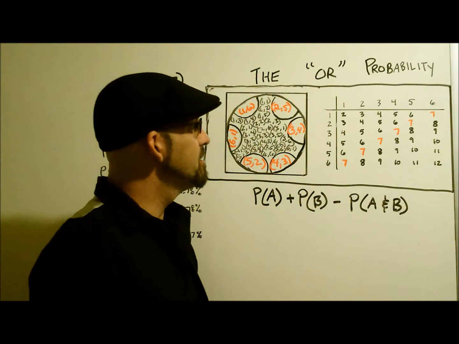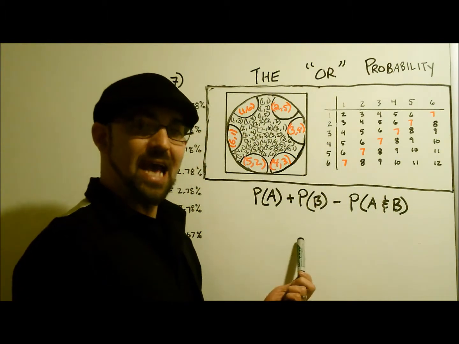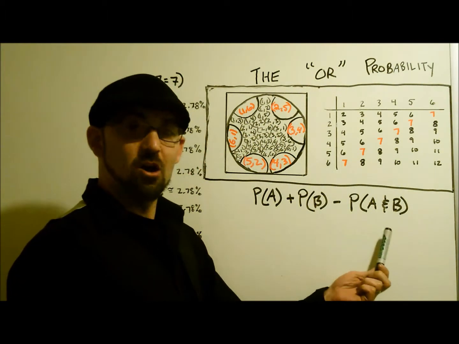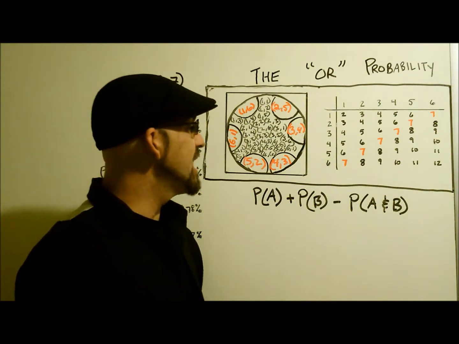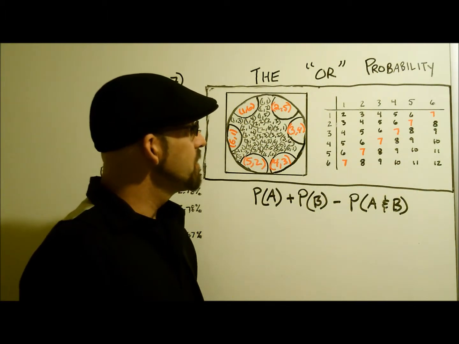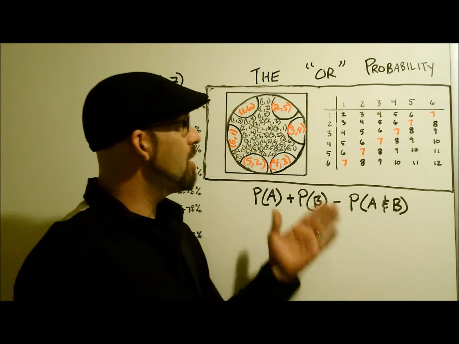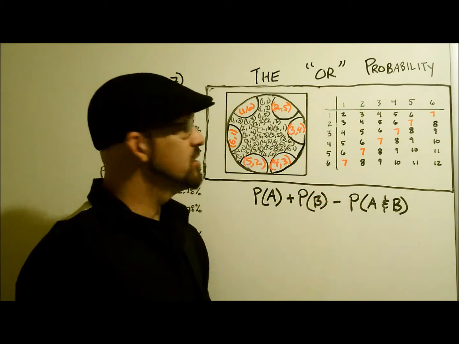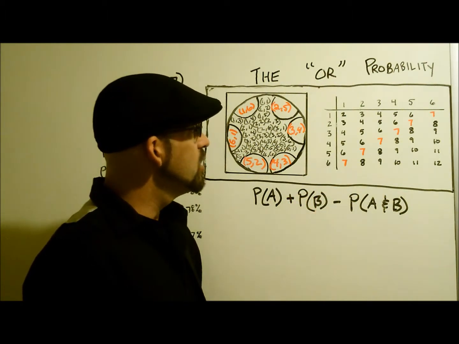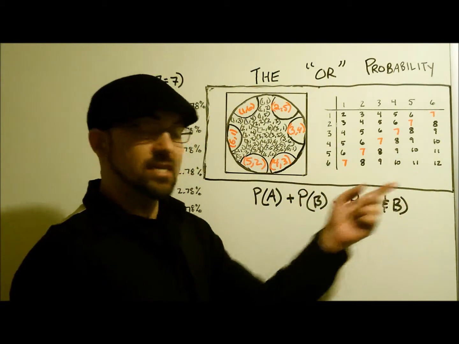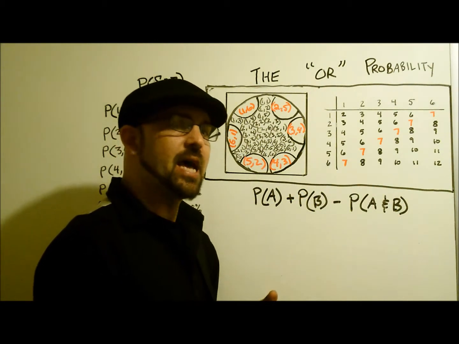OR probability. Alright? We always add and subtract our overlap. That's how you get that one. But first, given a problem of the standard die, 2 standard dice rolled, we know that our sample size is 36. How did we get that?